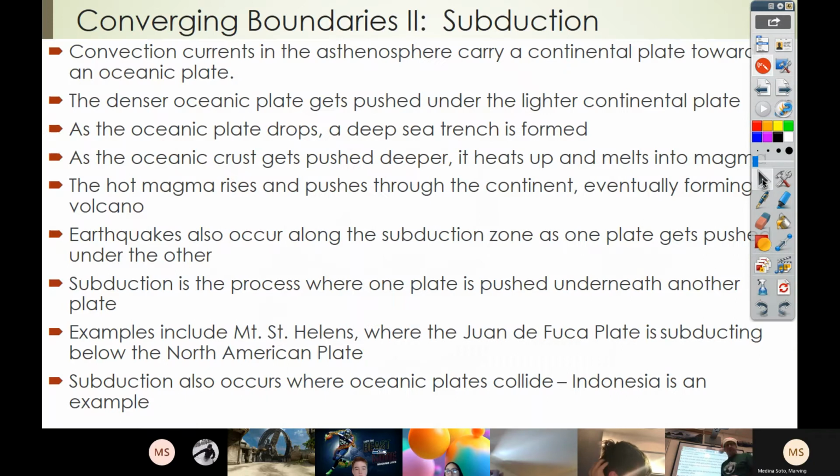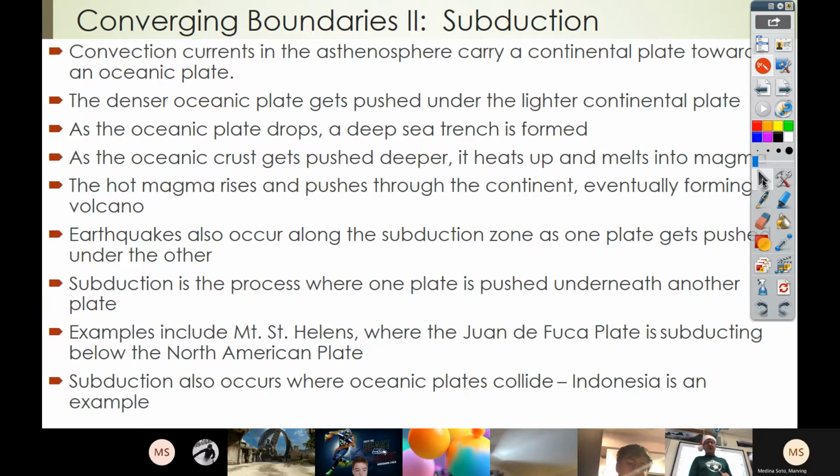Okay, so the first part of this, you're not going to write all this down. Again, we're looking for three things. I want you to look for features that are formed at this boundary, the process that occurs there, and an example, or a few examples, of where these happen.